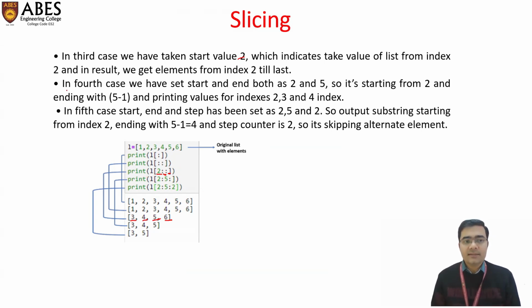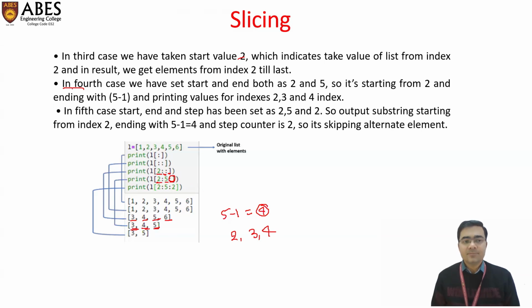In the fourth case, you can see that we have set start and end values as 2 and 5. You are starting at index value 2 and your end index value is 5. But here you are using the default step value, that is 1. So your answer will be 3, 4 and 5. The 5 comes just because the end index value is treated as 5 minus 1, that is 4. It means index values 2 to 4, so index 2, index 3 and index 4 will be printed. So you can see here 3, 4 and 5.